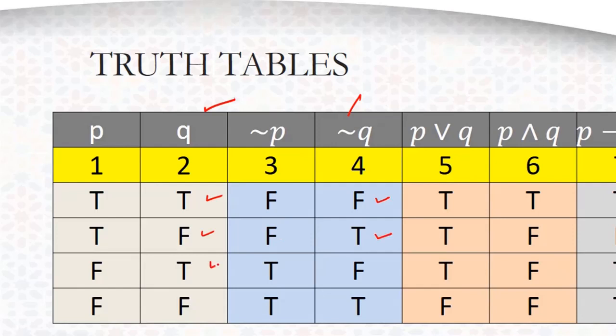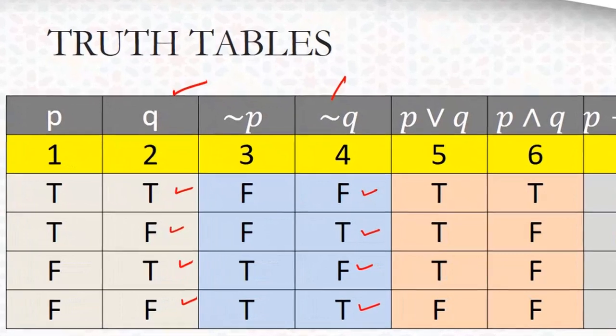Okay, opposite. Here T, then F. Here F, then T. Just change them. So that is the negation operator for us.